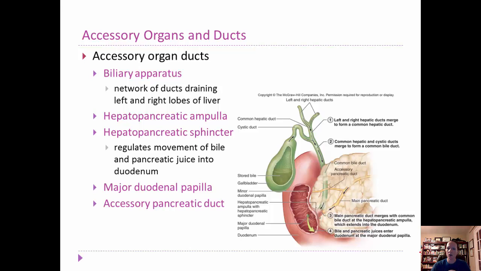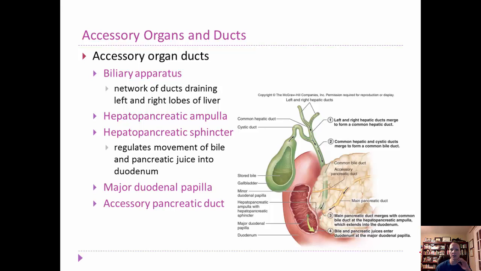The bile is going to be made in the liver, and then it's going to move to the gallbladder where it's going to be stored and concentrated. And the pancreas is going to release different enzymes and an alkaline fluid to make up pancreatic juice. But they're all basically going to empty into the small intestine at roughly the same spot.